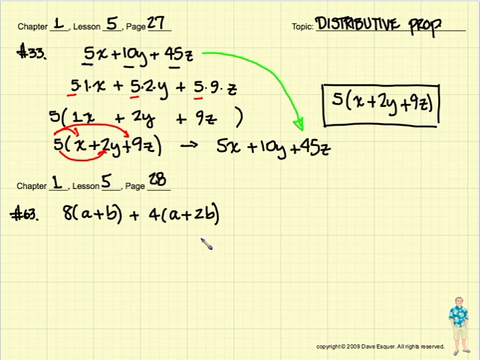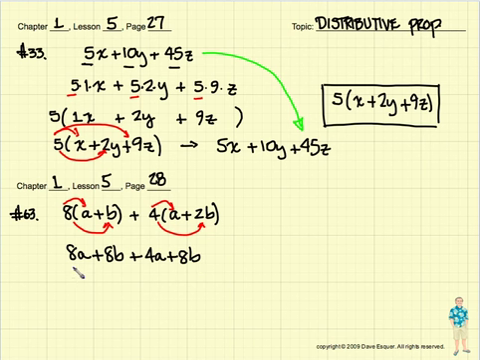Number 63, I believe, said simplify each expression. So let's use our wacky arrows again. We're going to distribute. We're going to distribute. So we have 8 times a is 8a. We have 8 times b is 8b. We have 4 times a is 4a. We have 4 times 2b. 4 times 2 is 8, times b is 8b.